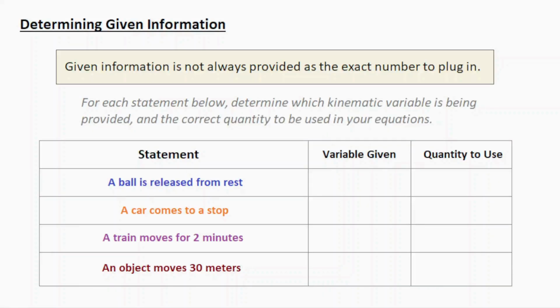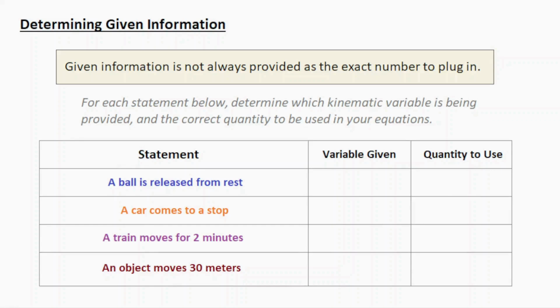I think one of the challenging parts of using the equations is when the given information is not presented as the exact number to plug in. Here are 4 written statements. Each of them are hinting towards a specific kinematic variable, and each of them are hinting towards a specific quantity to plug in for that variable. Let's start with the blue statement.